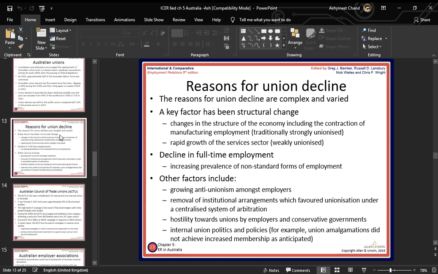Removal of institutional arrangements which favored unionization under a centralized system of arbitration. Hostility towards unions by employers and conservative governments, such as work choices, restricted trade union movement. Internal union politics and policies, for example, union amalgamations, did not achieve increased membership as anticipated.